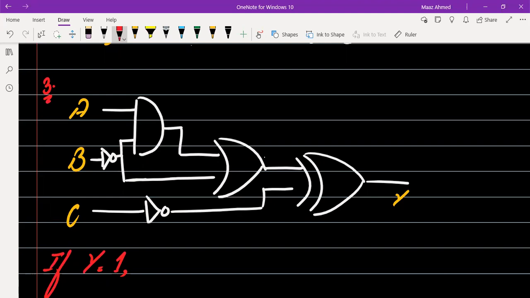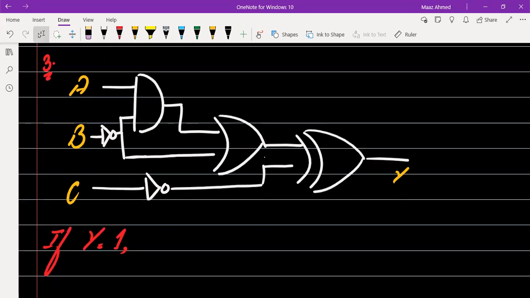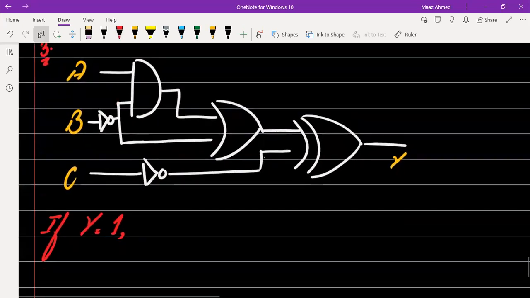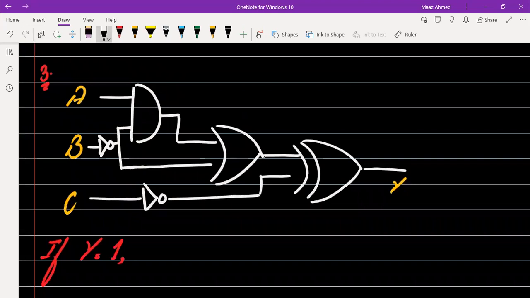Okay, so let's see how are we going to create it. Okay, if x equals to 1, so what is the first gate that is applied over here? It's the AND gate that has been applied. And now where are the inputs coming for the AND? One is coming from the A and the other one is coming from not B.